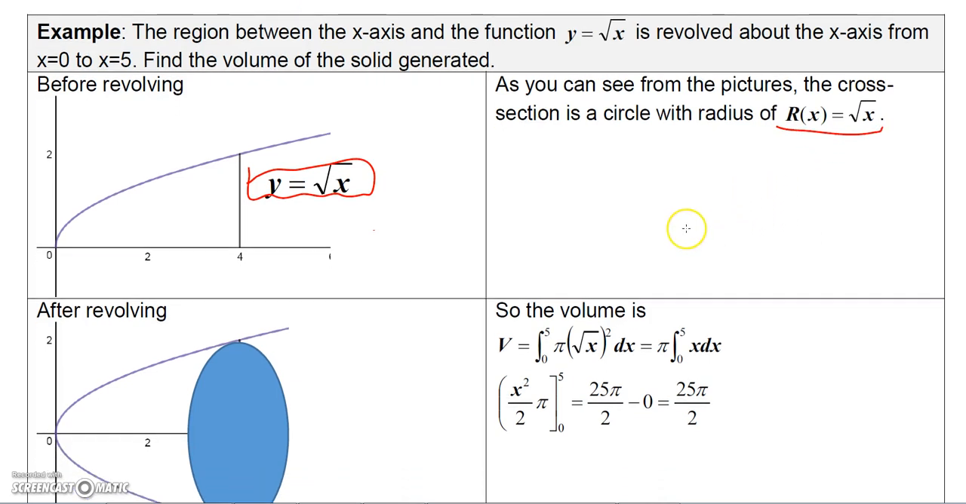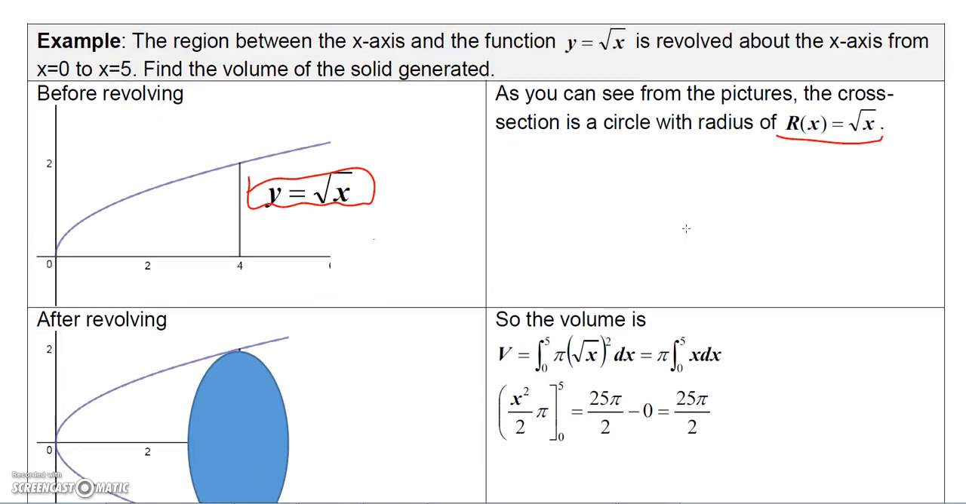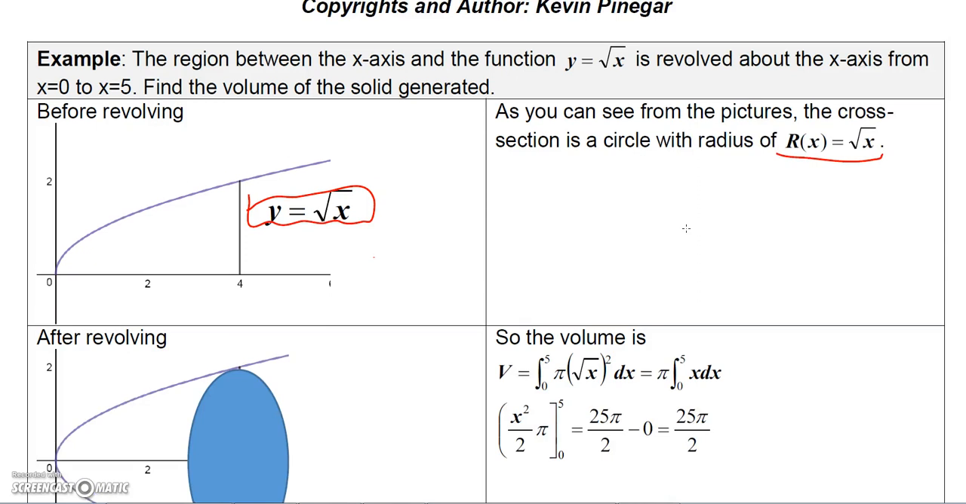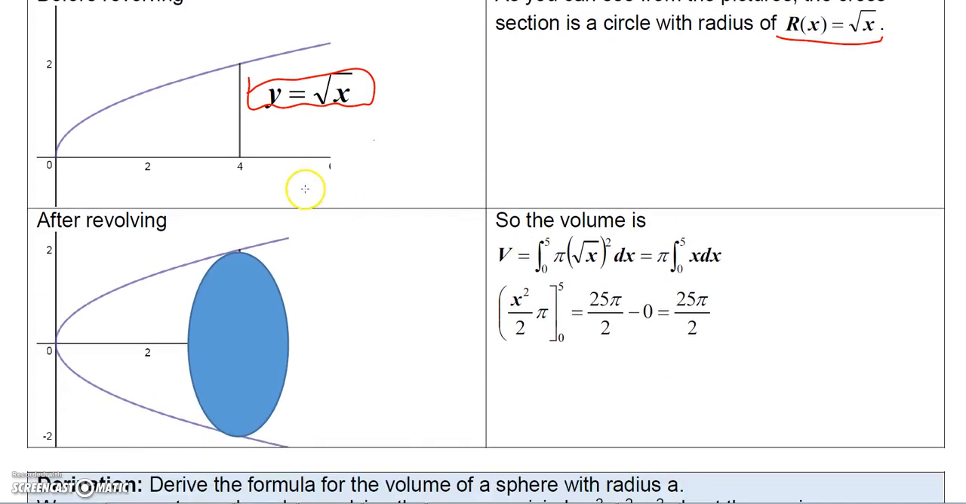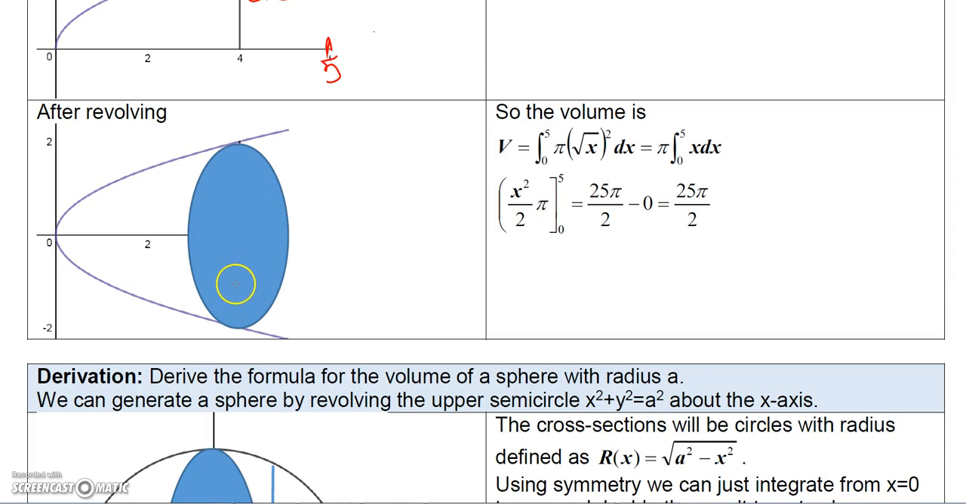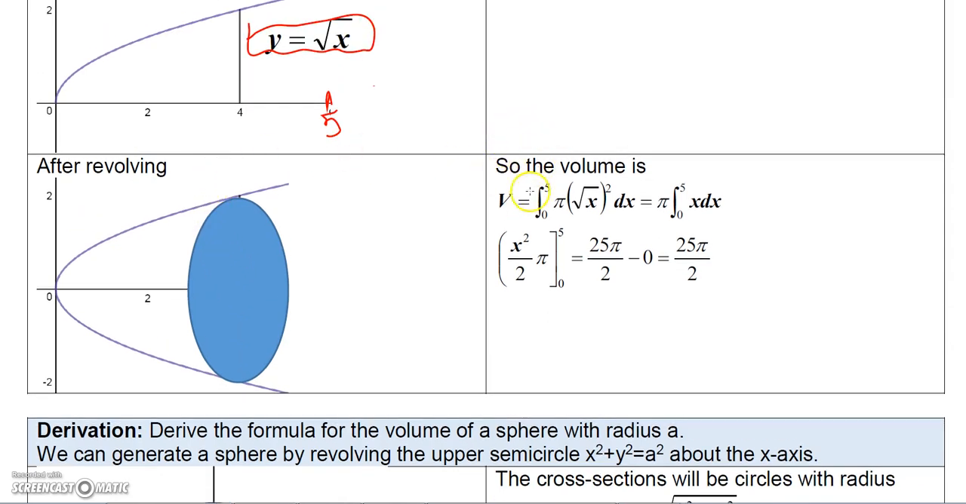Okay, and then remember, we're going from x equals 0 to x equals 5. So we're going all the way out to 5, and we're going to integrate on the x-axis from 0 to 5. And then remember, the area is going to be pi r squared, and the r was square root of x. So we get pi times the square root of x squared, which just gives us pi x.